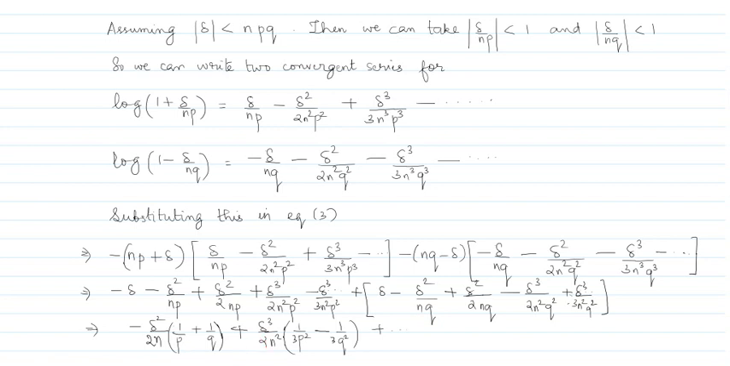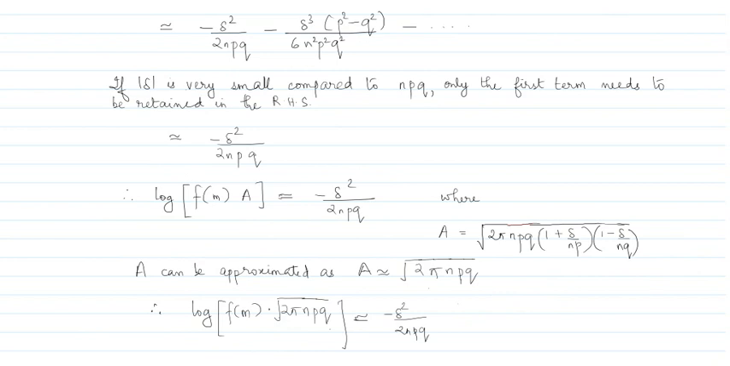And you club the remaining terms, you will get something like this. You just do it for yourselves and check what you are getting. You will get something like this: minus delta square by 2 npq minus delta cube times p square minus q square by 6 n square p square q square minus etc.